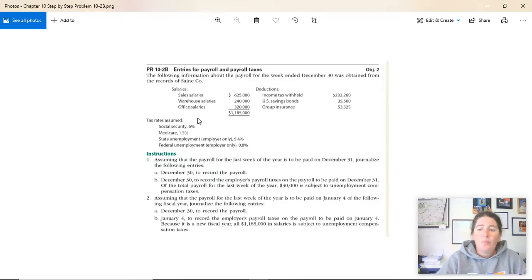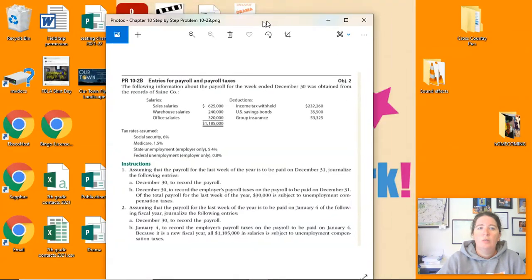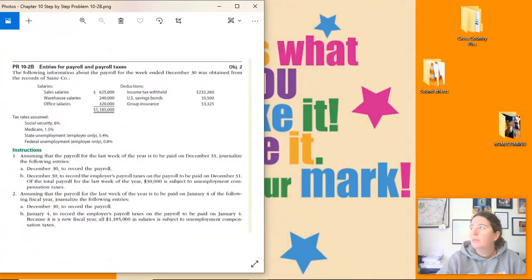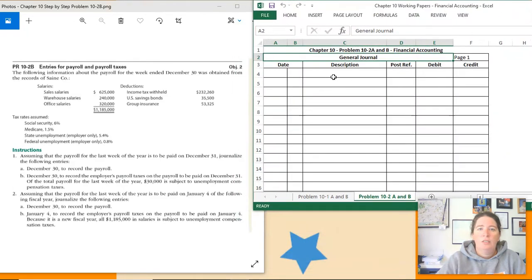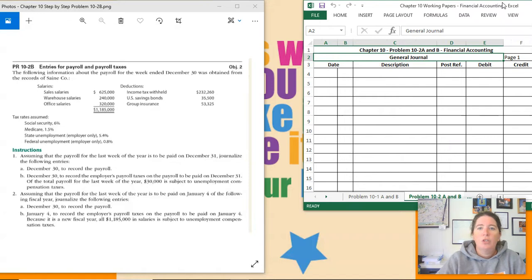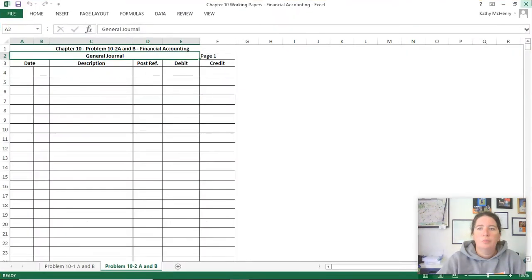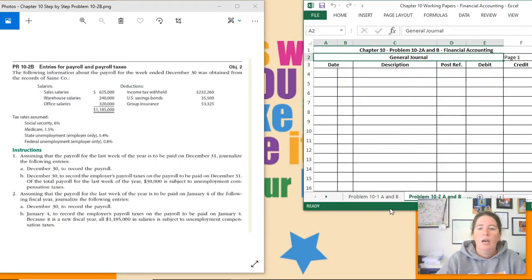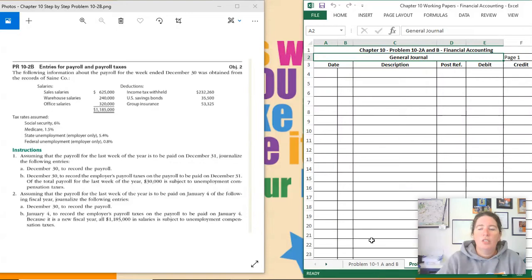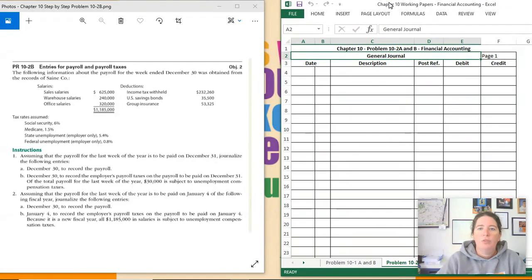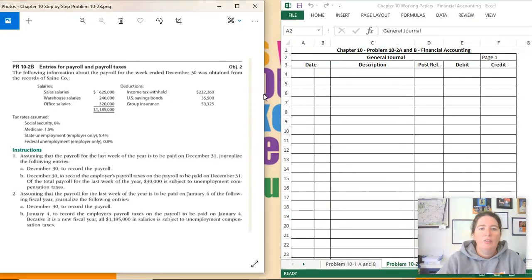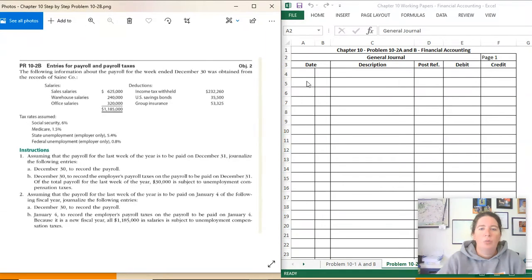I'm going to split my screen a little bit here, so let me pull over my Excel spreadsheet. I have two different screens I'm working on so that I can do more than one thing at once. I have here an Excel spreadsheet, which is in your working papers. And then we have the actual problem.